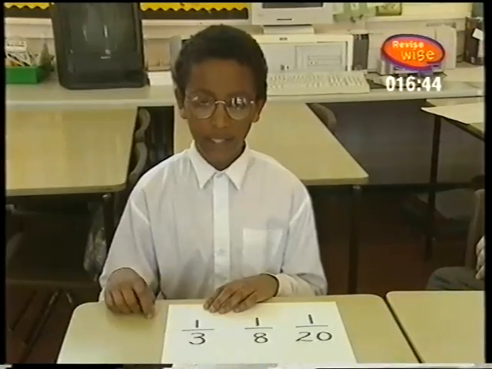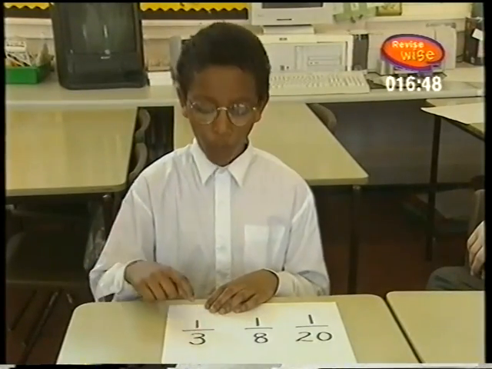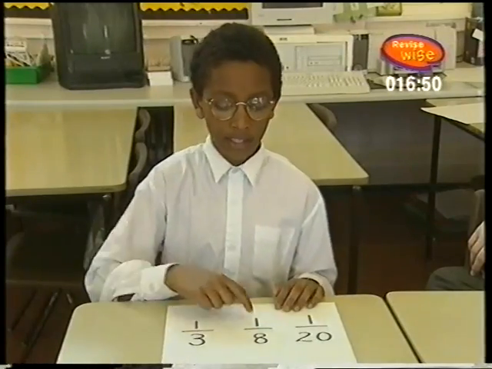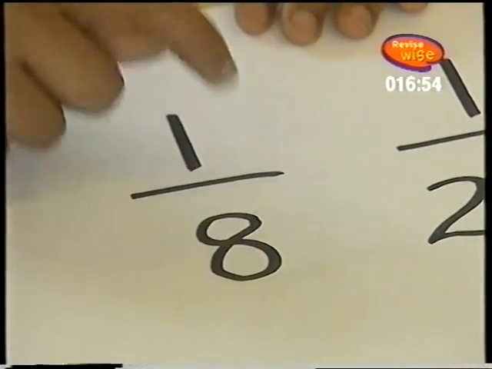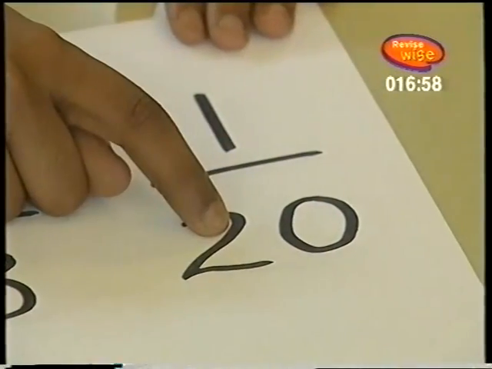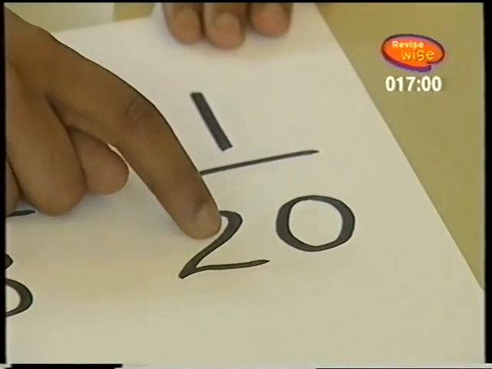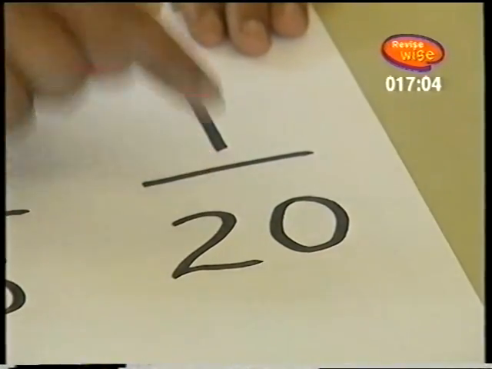Fractions are something we can all have trouble with. So what does our maths team have to say about them? This is 1/3. A whole has been split into 3 equal parts. You have one of those equal parts. This is 1/8. A whole has been split into 8 equal parts. You have one of those 8 equal parts. This is 1/20. A whole has been split into 20 equal parts. You have one of those 20 equal parts.